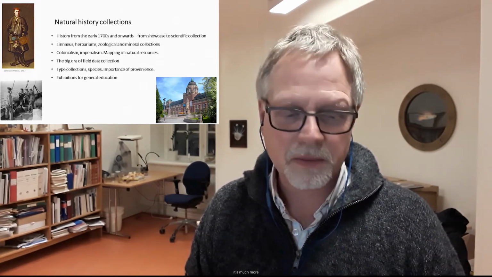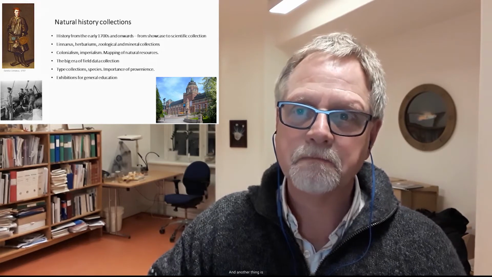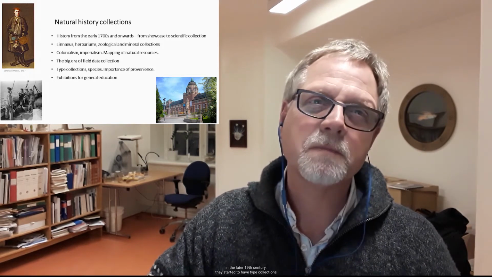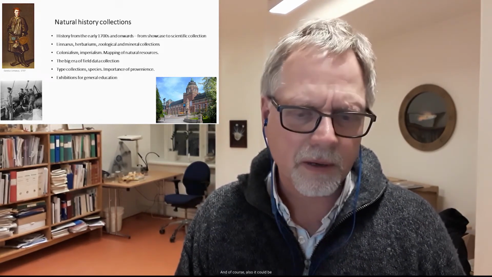Nowadays it's much more focused and strict, with the purpose of a certain collection to follow something. And another thing is that later in the 1800s you started to have type collections. That is when you describe a species, you deposit it at the Natural History Museum because it's the name bearer of that description, and of course it could also be a series of specimens.